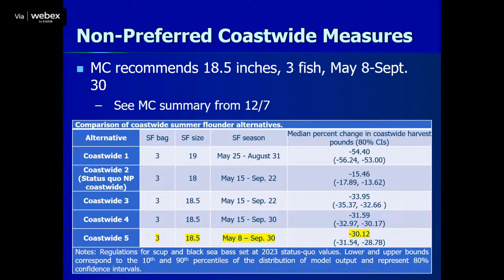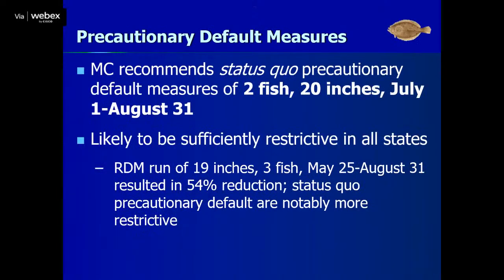So the monitoring committee supported this recommendation for these non-preferred coastwide measures, and also recommended status quo precautionary default measures, including two fish, 20 inches, and July 1st to August 31st season, indicating that these are likely to still be sufficiently restrictive in all states. Obviously, a set of very restrictive measures no state would want to put in place.